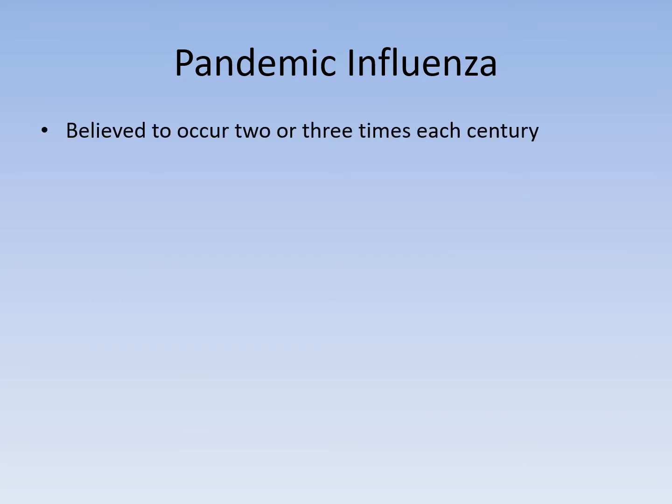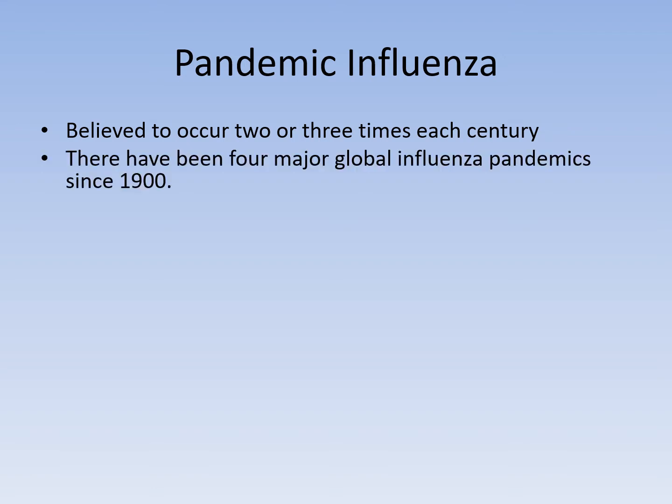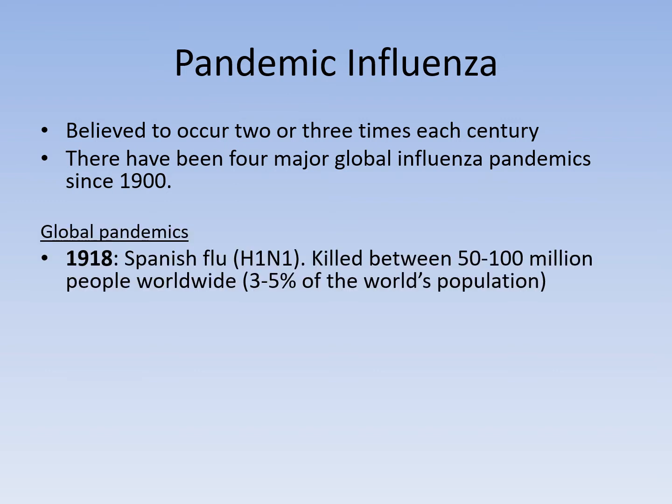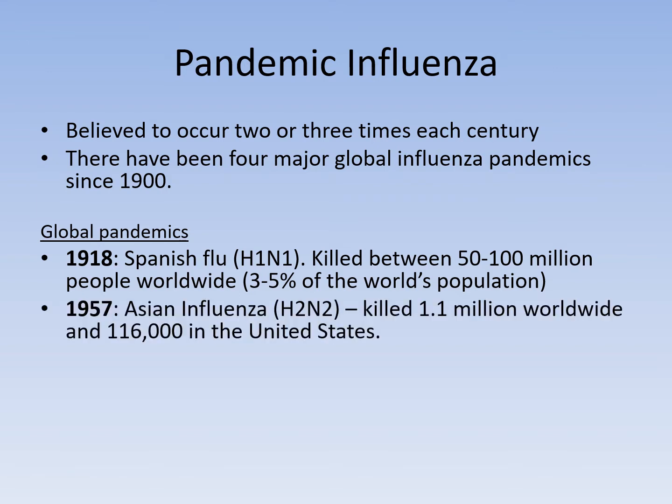Influenza pandemics are believed to occur 2 to 3 times per century, although there have been 5 major global pandemics since 1900. There was the 1918 Spanish flu, or the H1N1 virus, which killed an estimated 50 to 100 million people worldwide, or 3 to 5% of the world's population. There was the 1957 Asian influenza, H2N2, which killed about 1.1 million people worldwide and 116,000 people in the United States.